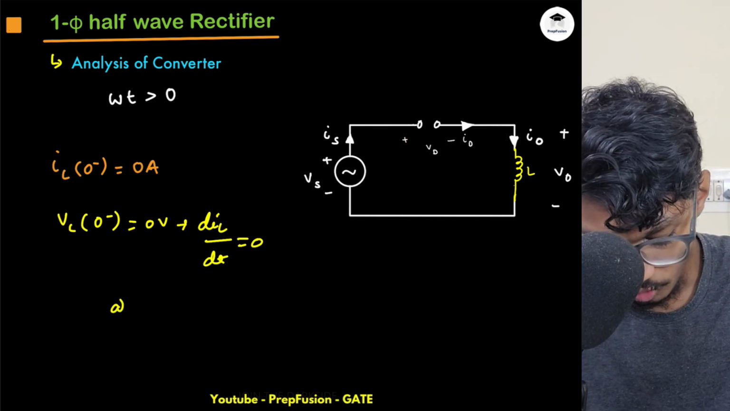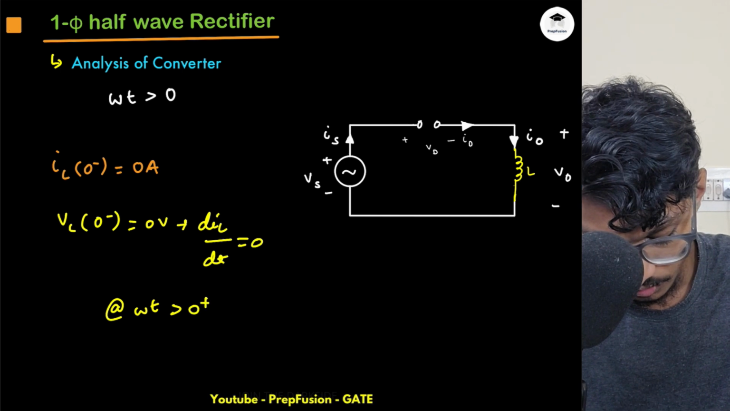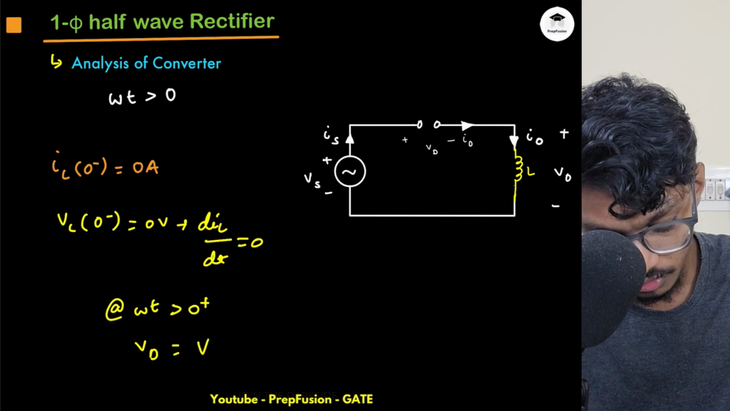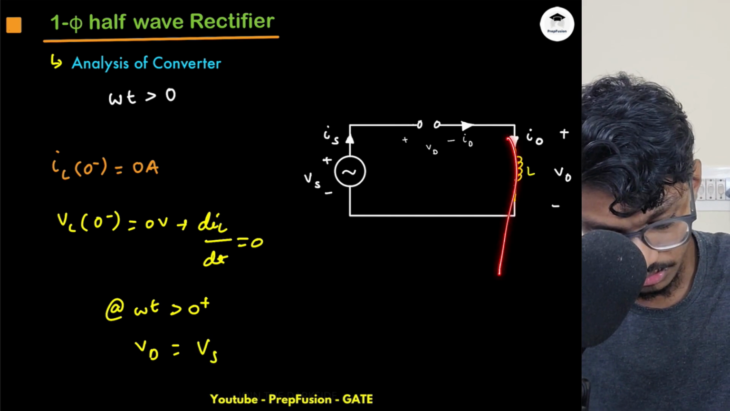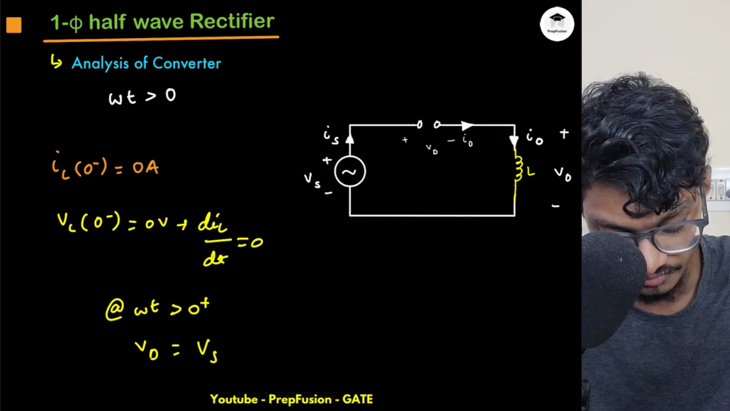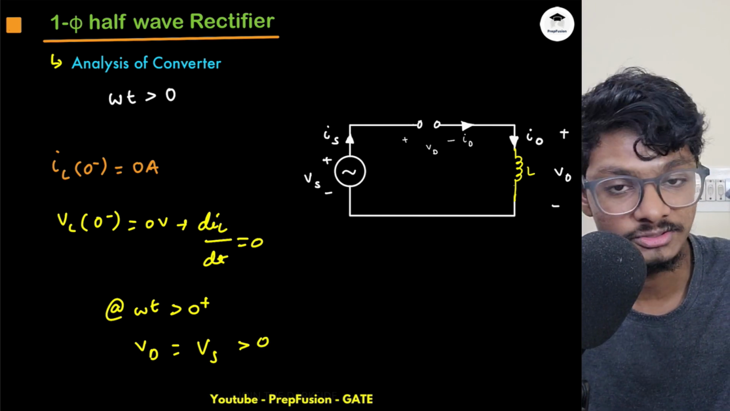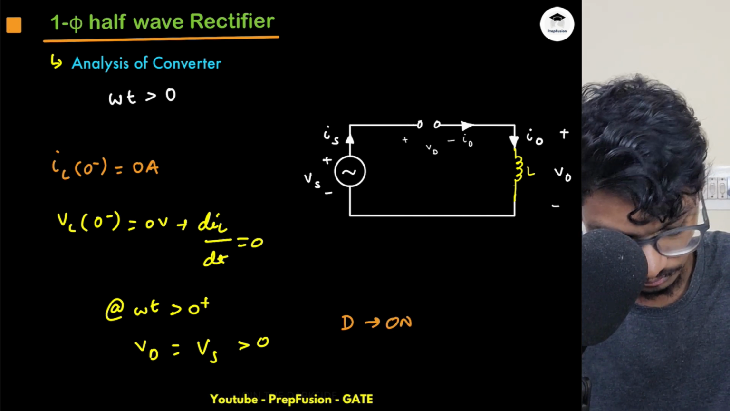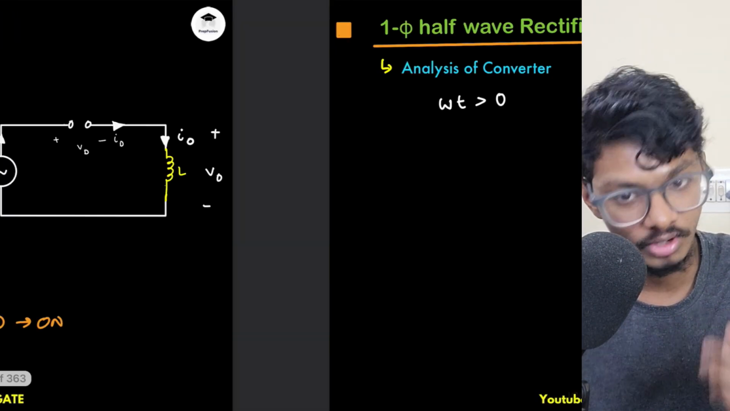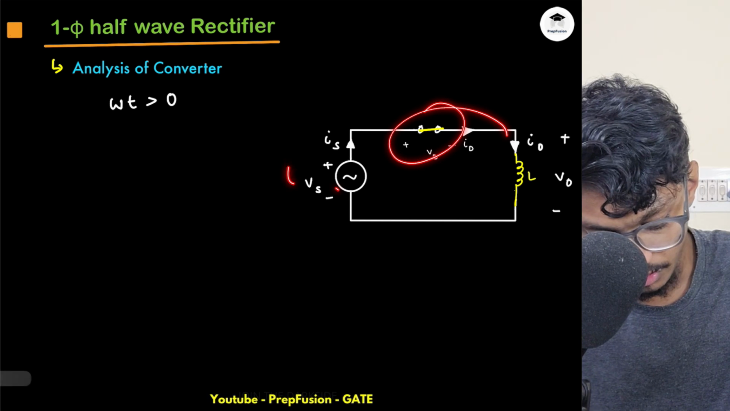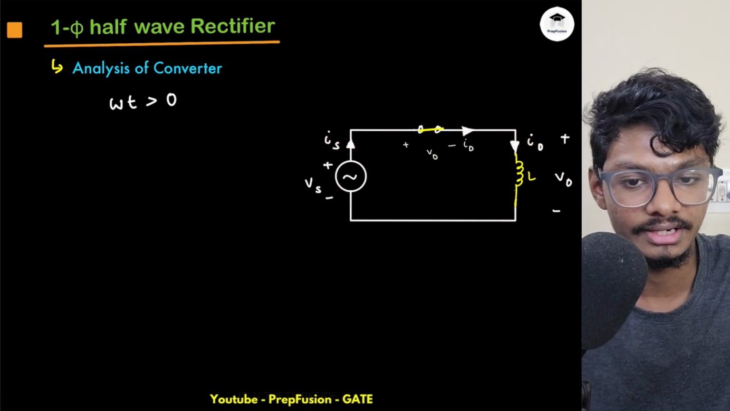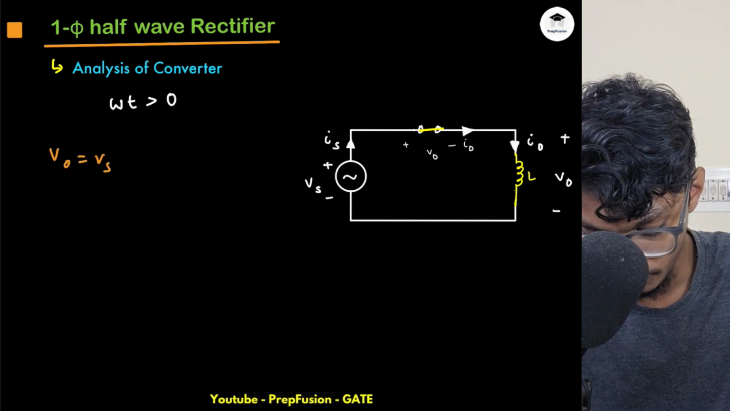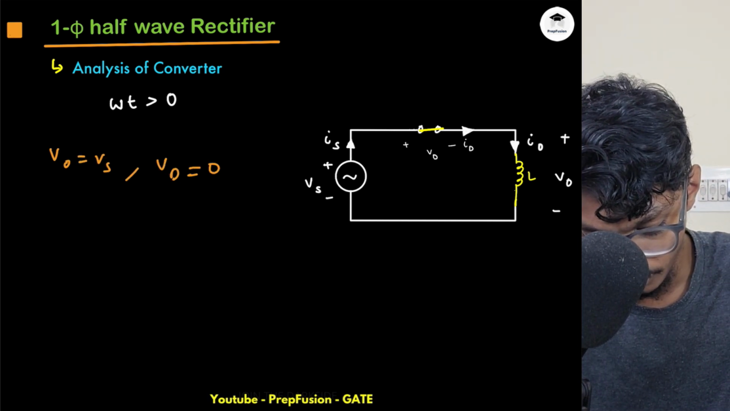Just at omega t equals 0 plus, what will VD be? VD will be equal to Vs, because this is 0 potential and this is Vs, and this will be something positive. As soon as this becomes positive, the diode will turn on. Now as the diode turns on, a supply of Vs will be directly connected across the output. So VO will be equal to Vs, and your VD will be simply 0.